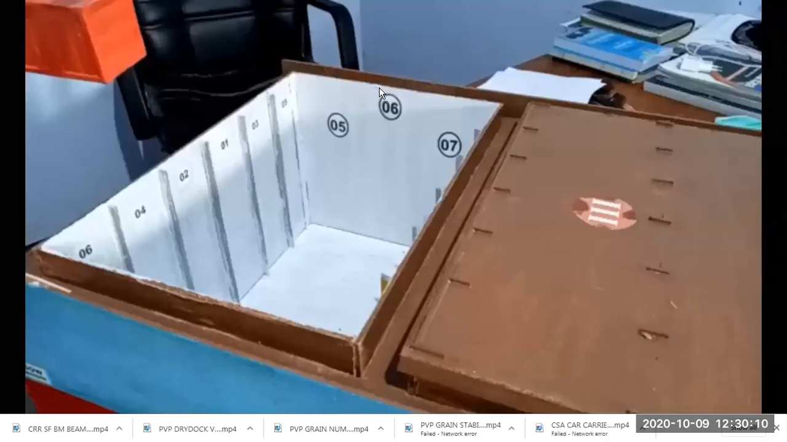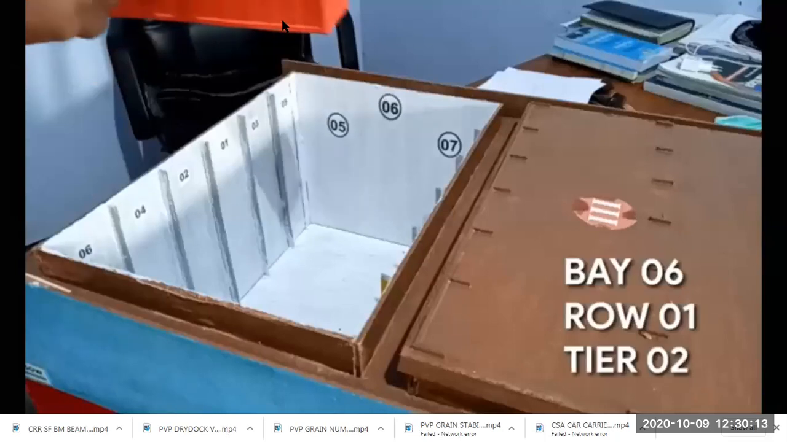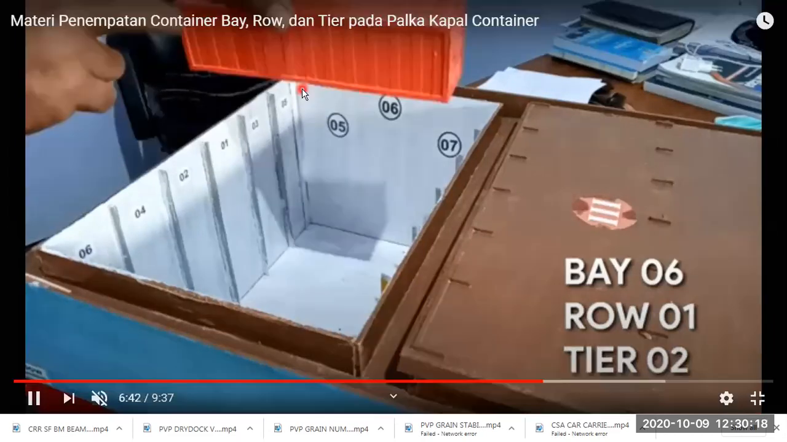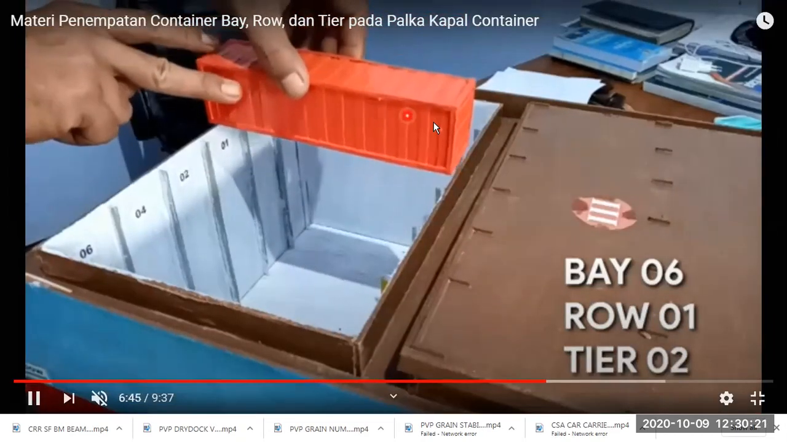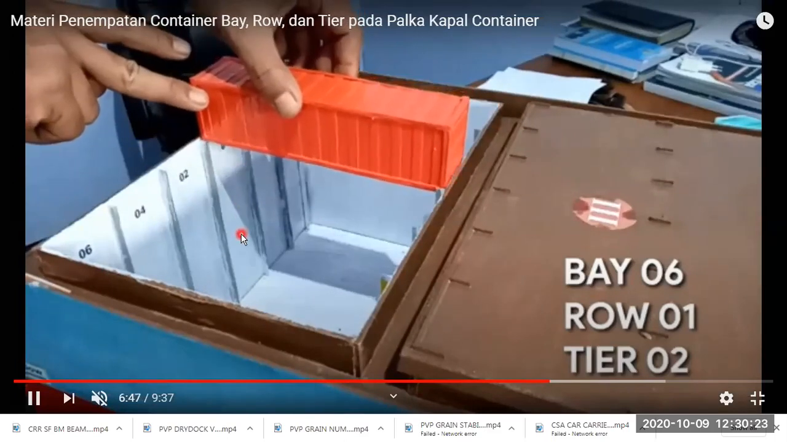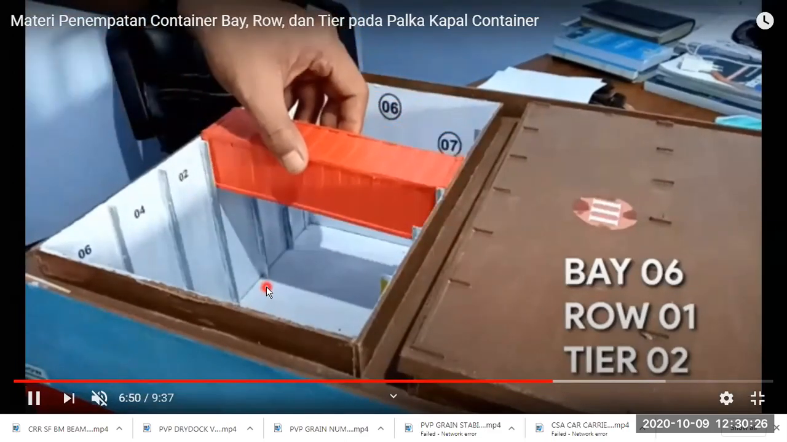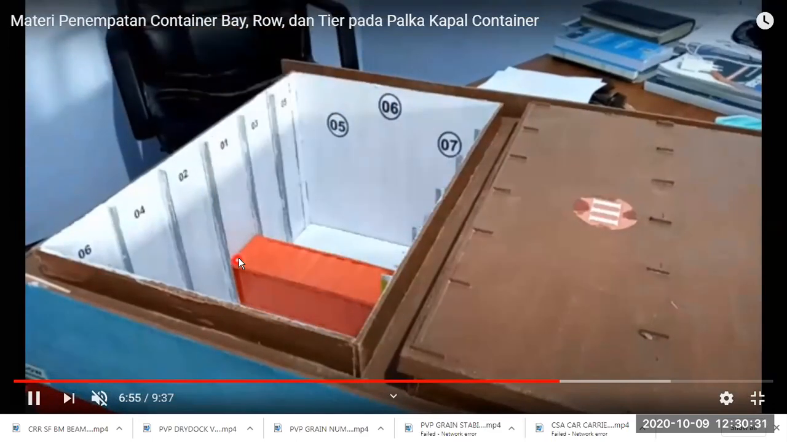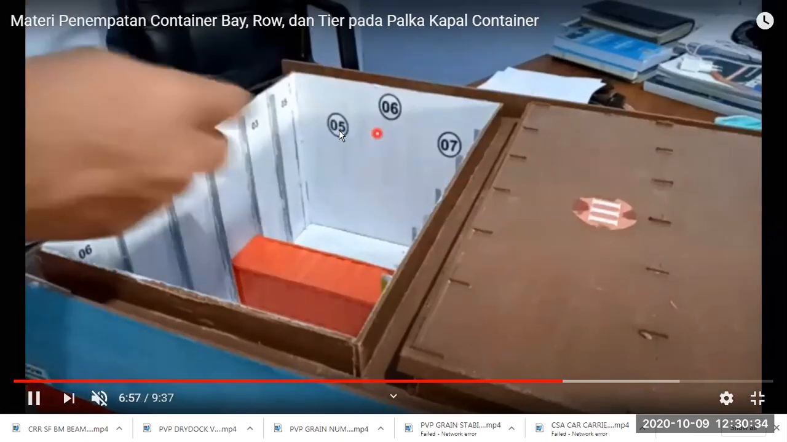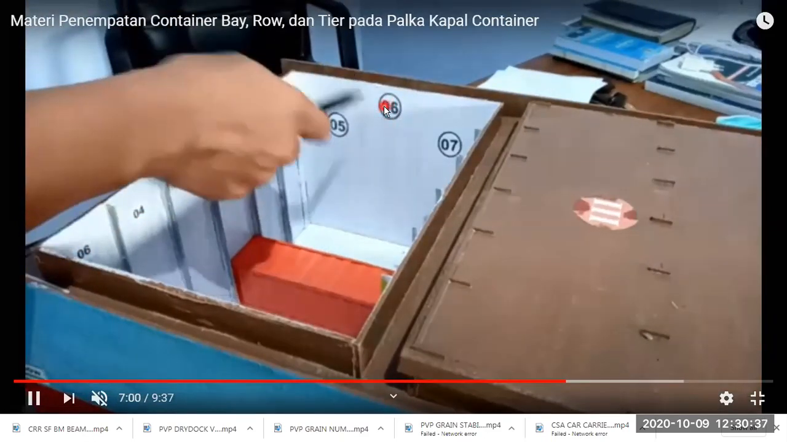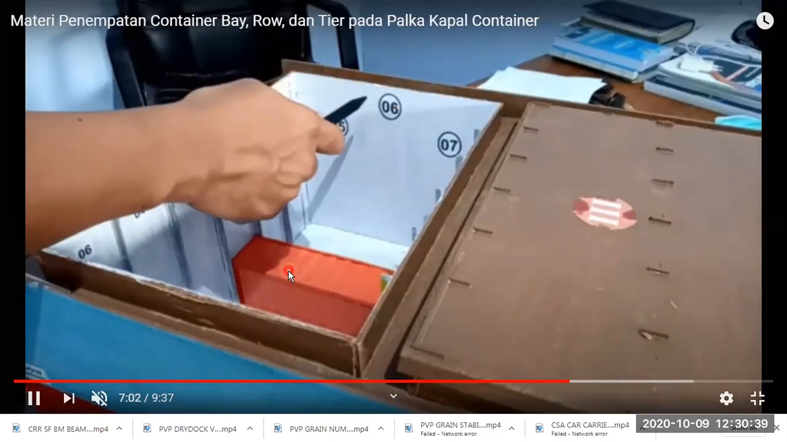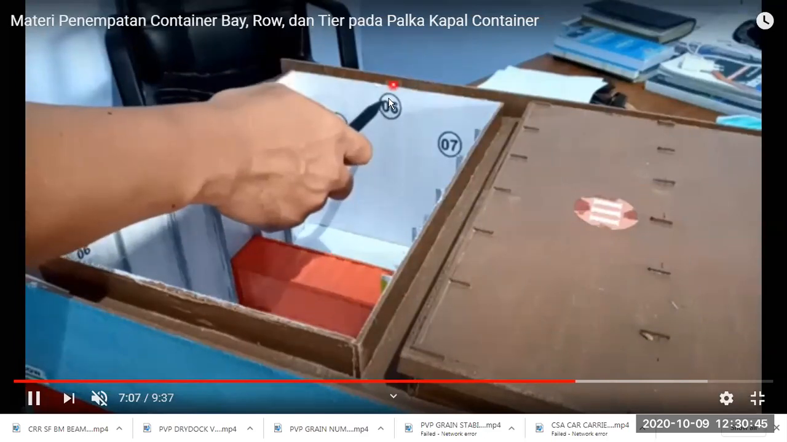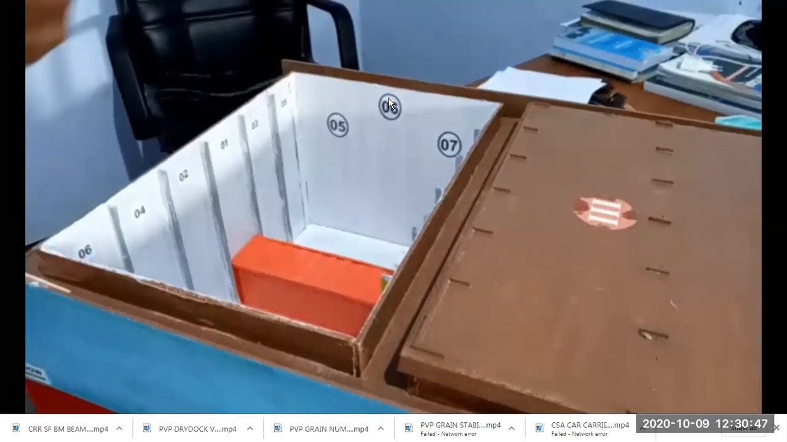So now we have a 40-foot container and we have to put it in bay 06, row 01, tier 02. So this 40-foot container will be occupying full bay 06, row 01, that is the first row, and tier 02 is the first container from the bottom of the deck. So you can see here this is putting in full bay 06. That is the 20-foot container space it is occupying. It is bay 06, a 40-foot container, row 01 and tier 02 from the bottom. So I hope it is very clear.